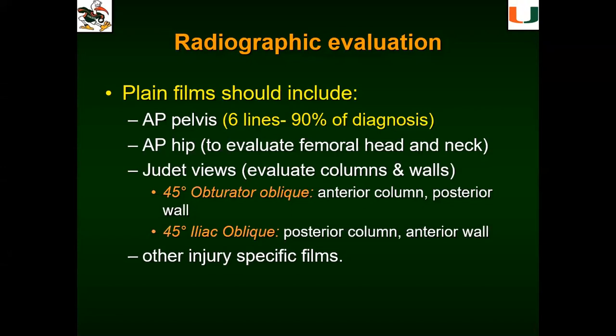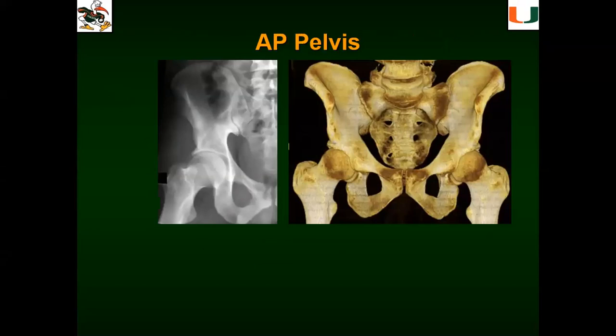Remember that the Judet view will be named for the site of injury. We will obtain the Judet view at that 45 degree oblique by placing a wedge on the patient. So we don't try to tilt the tube because that creates radiographic distortion. So here's that basic frontal view of the pelvis and of the hip. And these are the six basic lines.